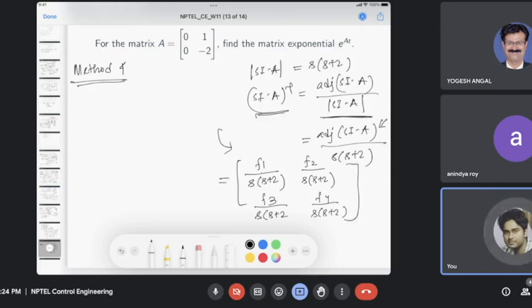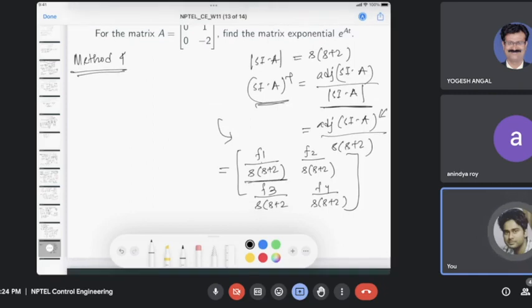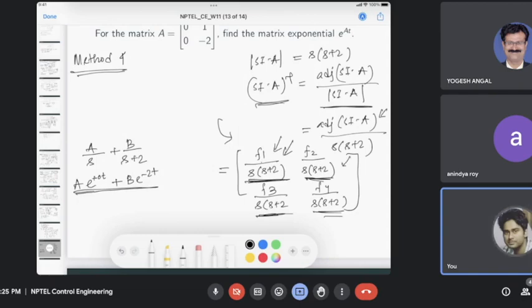So we will not exactly compute that form, but we know that in the denominator we always have this term, the determinant of si minus a. For each term, when we take the inverse Laplace, we have to do a partial fraction of that term, right? So we will have some term like a by s plus b by s plus 2 for each element. Then we can take the inverse Laplace transform. So it will be a e to the power 0t plus b e to the power minus 2t. So each element of this matrix will be of this form. Is that clear?